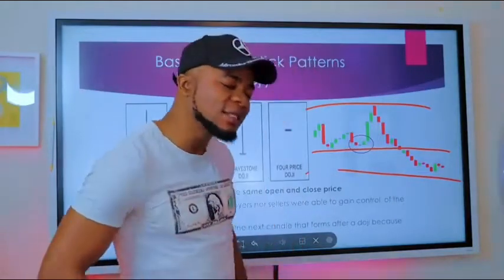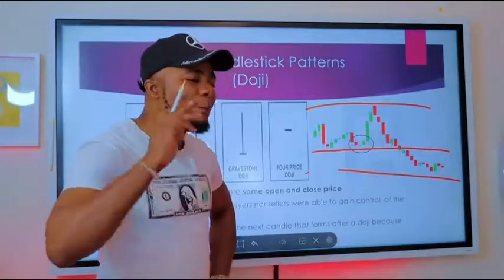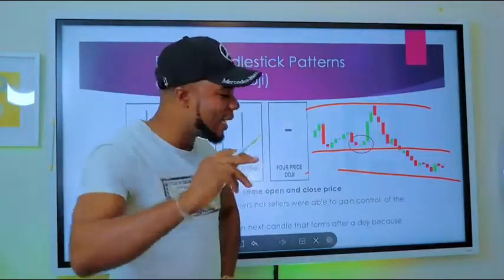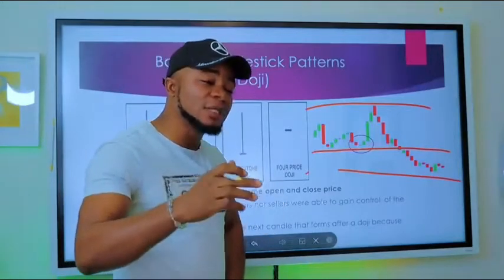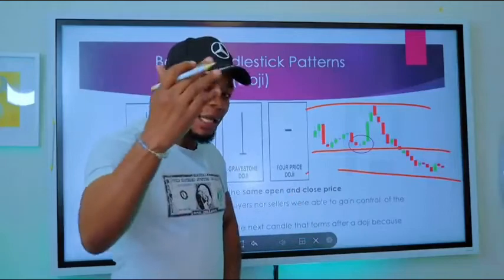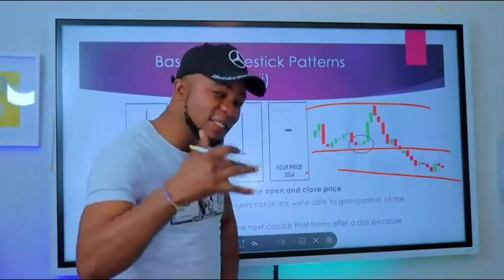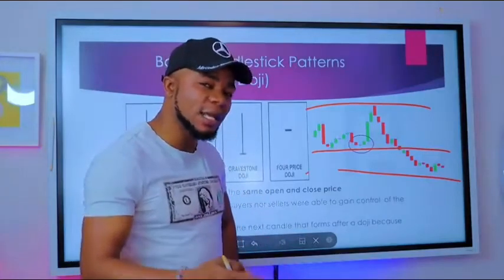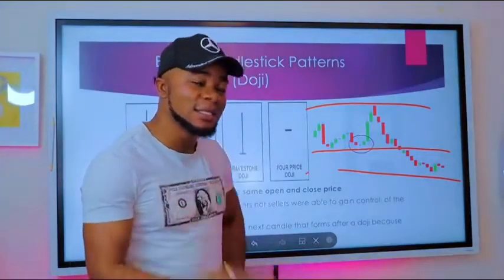I said, anytime you see a doji candle, pay attention to the next candle that forms after it. If the buyers win the battle of the next candle, then that's a buy signal. And if the sellers win the battle of the next candle that comes after that, then that is a sell signal.